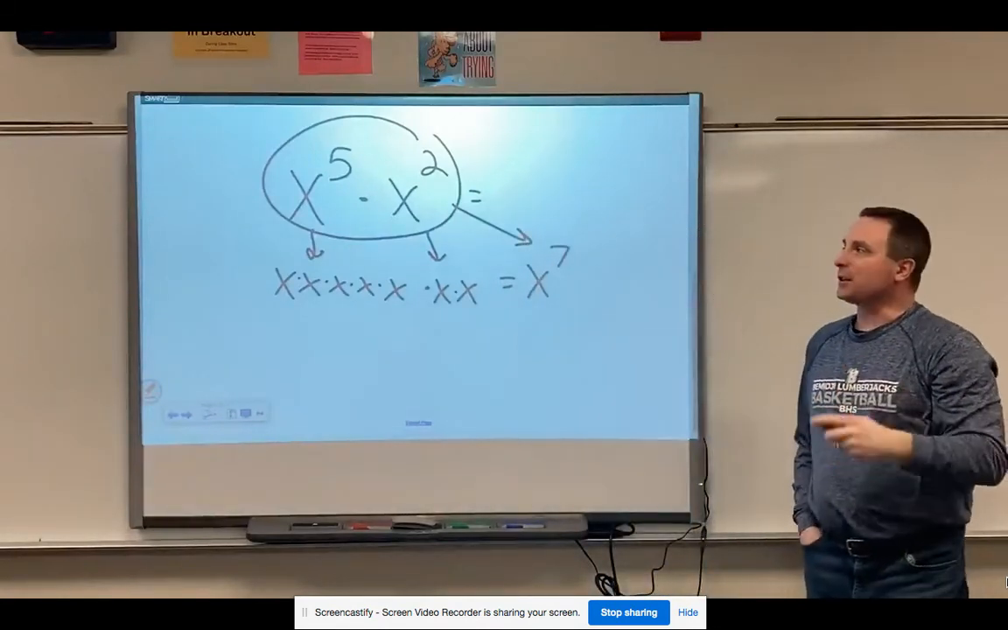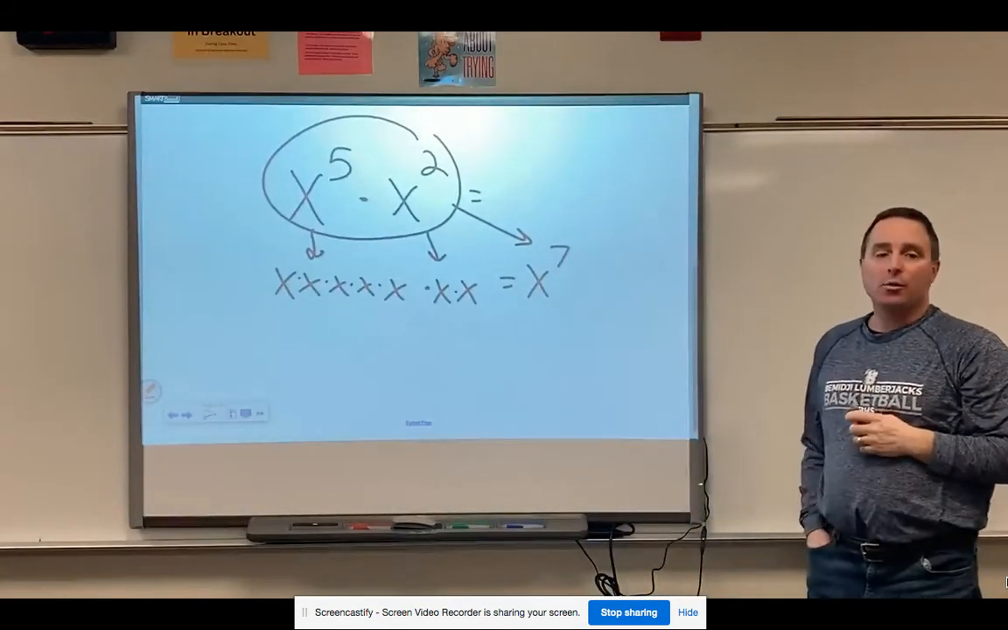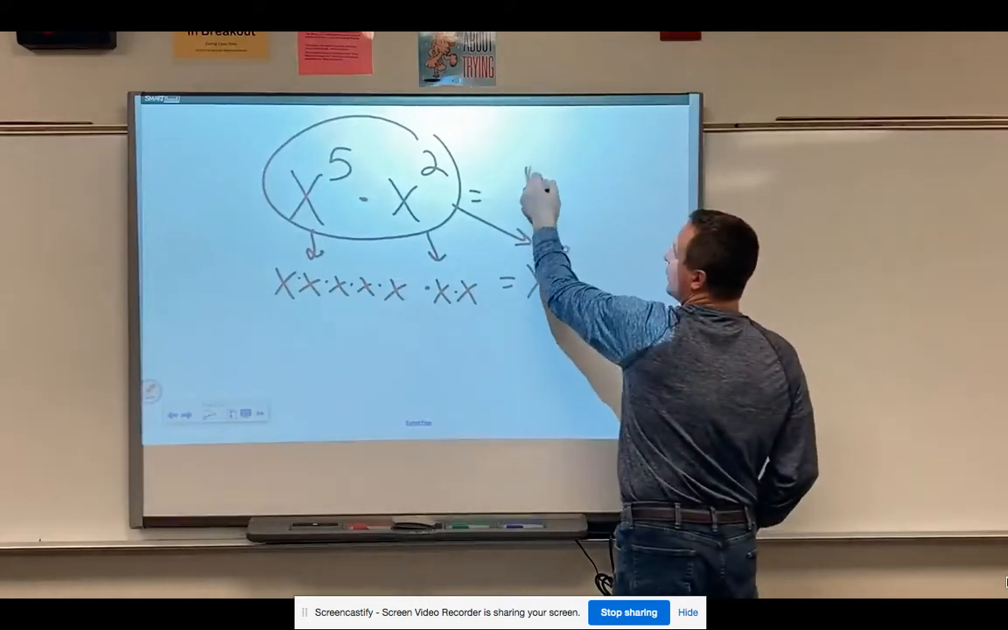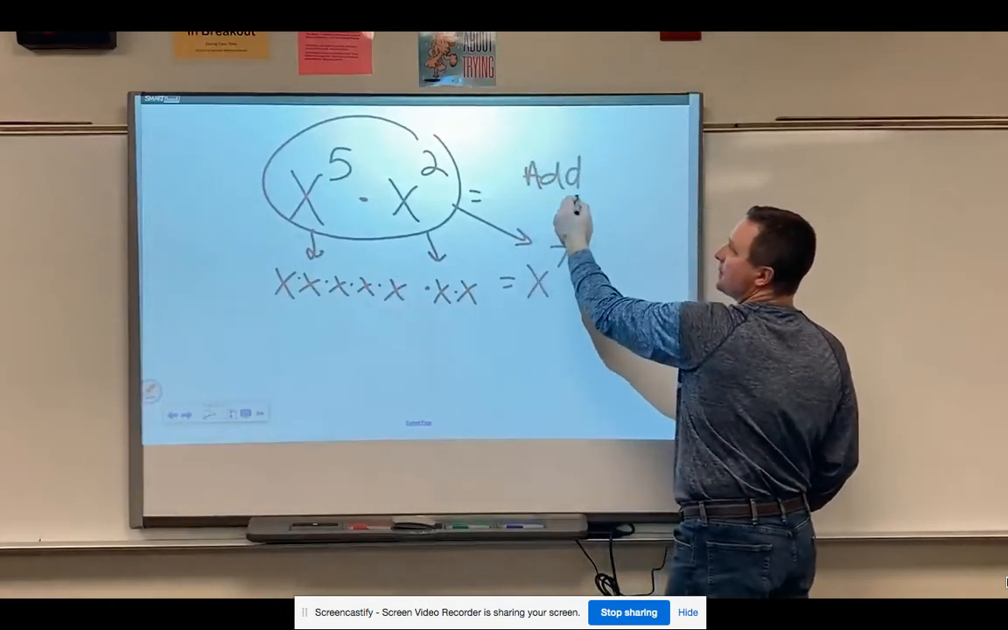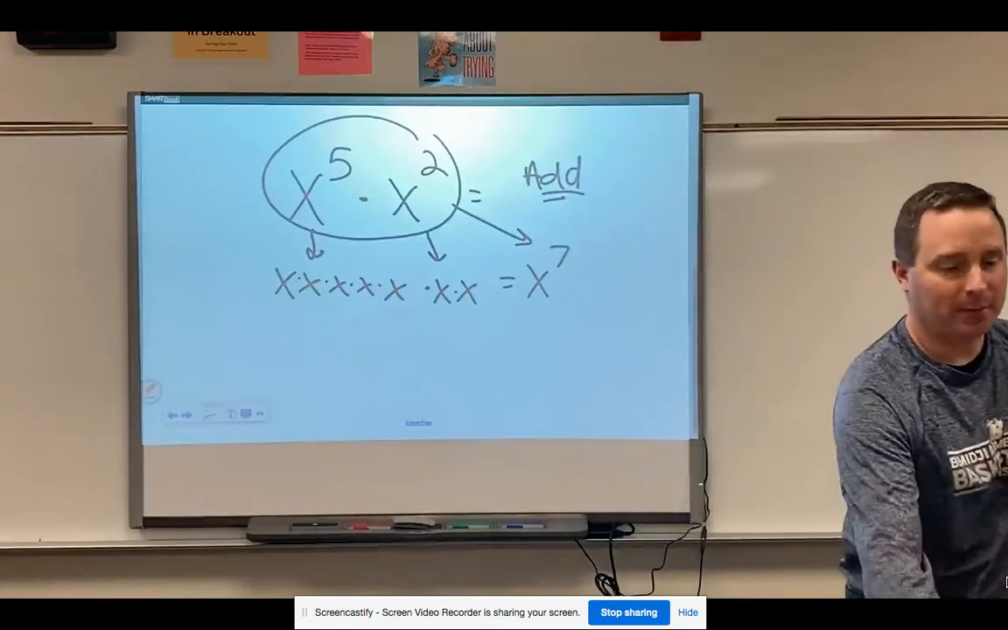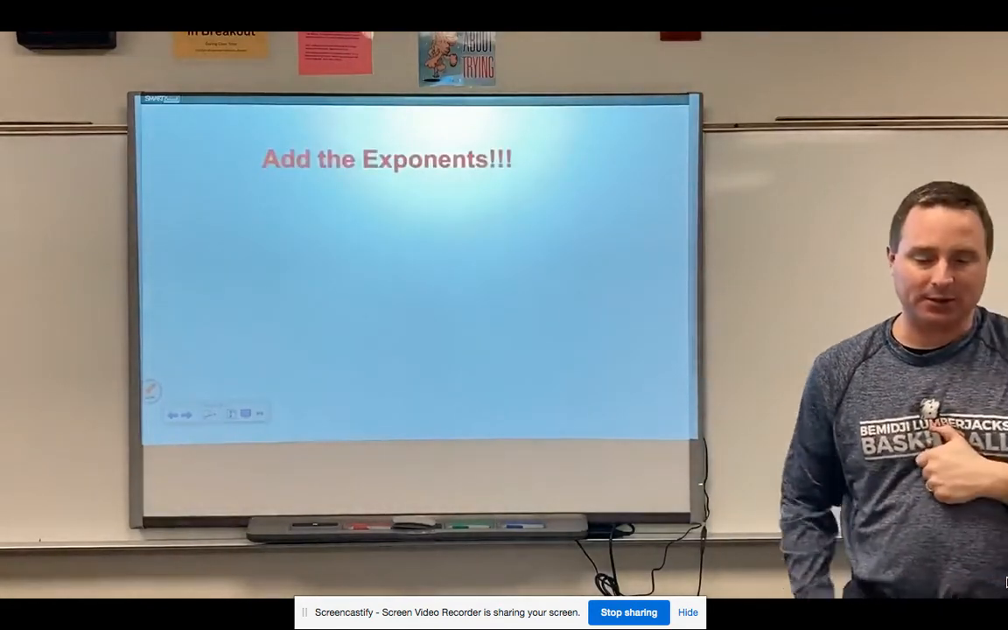What is the little rule with this first property of exponents? We're going to add them together. We're going to add the exponents. That's what I have here in my next slide. Yep, that's what we're going to do.